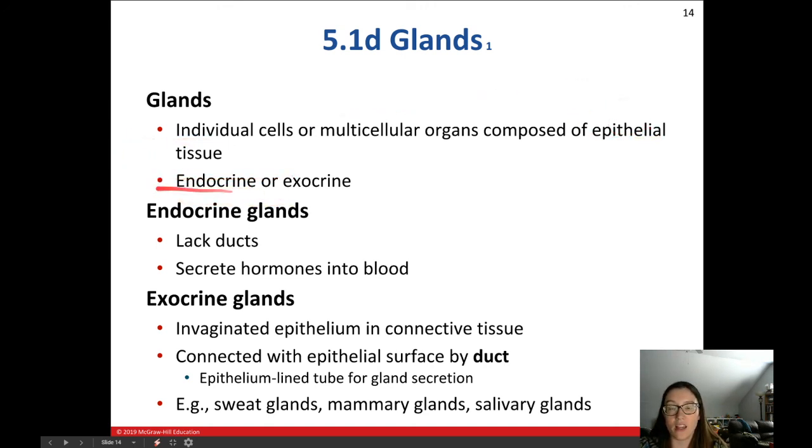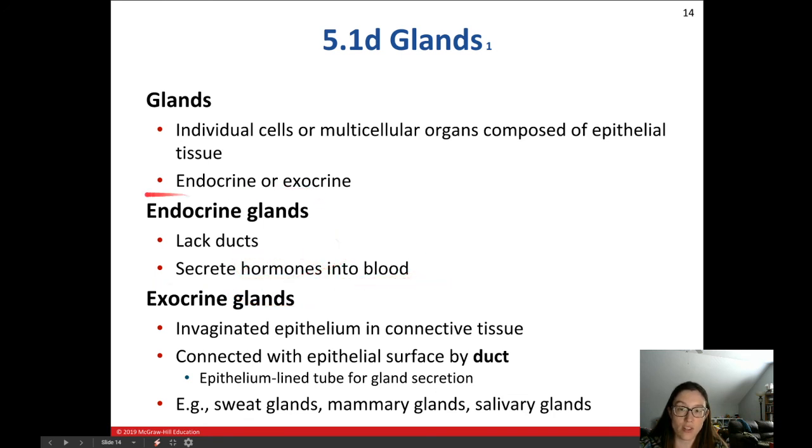And these glands are going to be either endocrine glands or exocrine glands. Endocrine glands are going to be covered in depth in chapter 17. And these endocrine glands, they lack ducts. That means they don't secrete their products onto the surface of the epithelium. They actually secrete their products, which are hormones, into the blood.